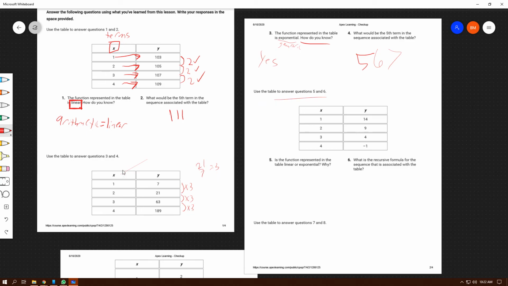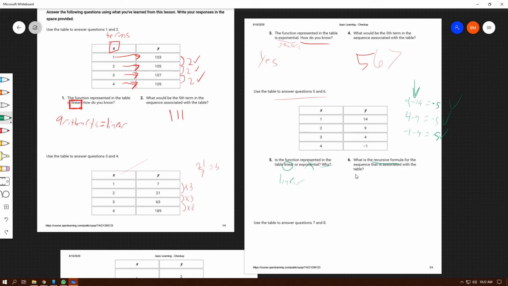Use the table to answer questions 5 and 6. Is the function represented in the table linear or exponential? Well, let's try. I'll do 9 minus 14, which is negative 5. 4 minus 9 is negative 5. Negative 1 minus 4 is negative 5. So I got a consistent common difference. That means it's going to be linear. And why? Because it has a common difference and not a common ratio.